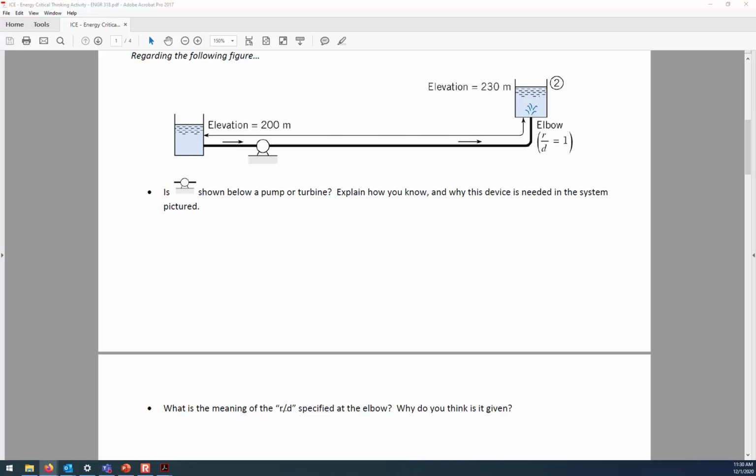Zach, any guess? Or Courtney? I know Courtney was in the lab. Jacob says, is that the K value? The R to D is not the K value, but it is related to the K value, so you're definitely on the right track.